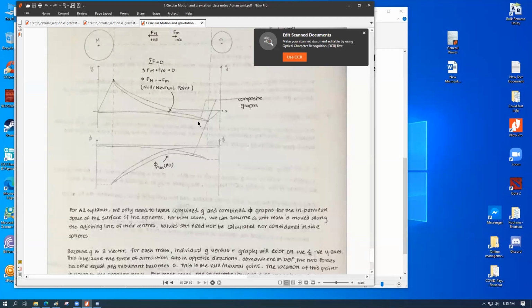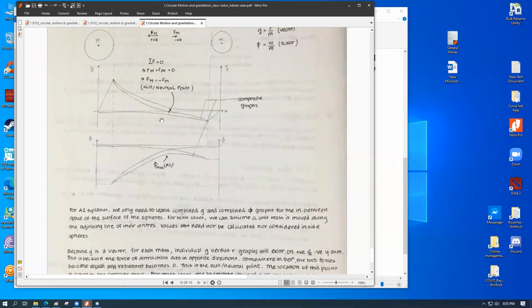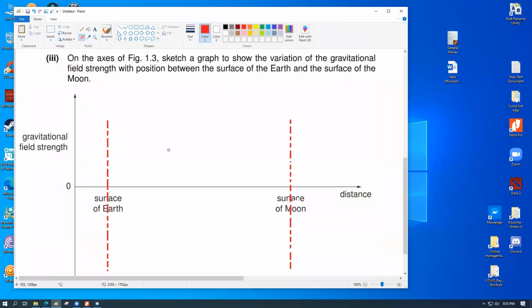First one is that at the surface of the earth, the gravitational field strength is supposed to be bigger compared to at the surface of the moon, because the moon has a smaller mass. So the moon is not going to have the same gravitational field strength compared to the earth. Earth will have a bigger value, and because it is a gravitational field strength composite graph, these two things will have to exist on opposite sides.